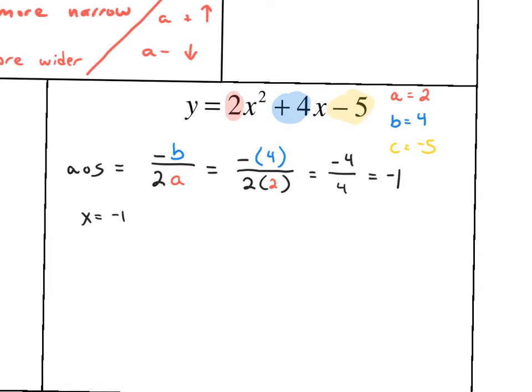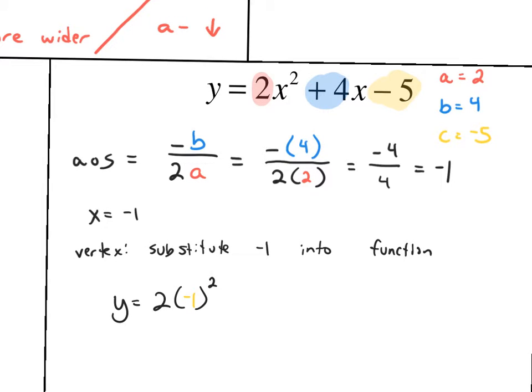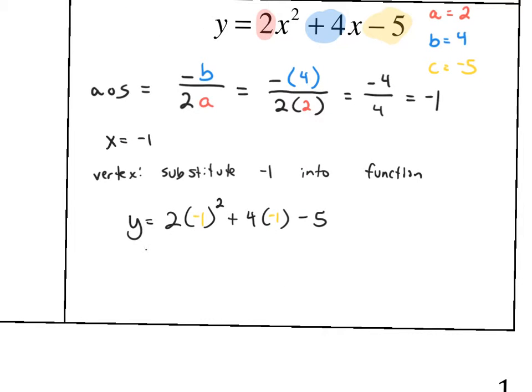Now to find the vertex, I have to take the negative 1 and plug the negative 1 into x here and into x there. So, you might want to write that down. Vertex, substitute negative 1 into the function. So, y equals 2 times negative 1, quantity squared, plus 4 times negative 1 minus 5. Keep going with this. So I get 2 times 1, because negative 1 squared is positive 1. That gives me a negative 4 with a negative 5. And in the end, I get negative 7. So my vertex is this negative 1 and this negative 7.